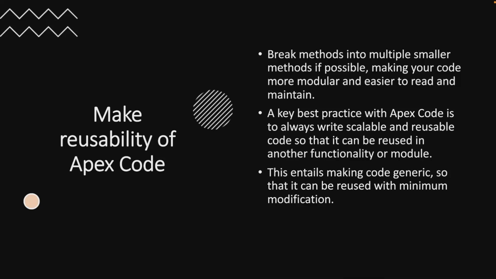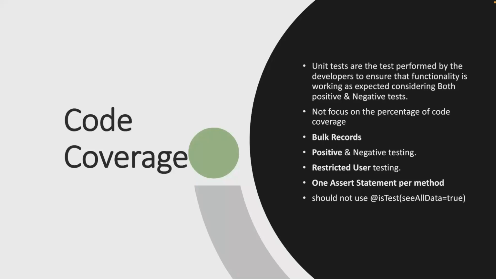So this reusability plays a very important role in best practice. As you can see, breaking methods into simpler methods, if possible, makes your code more modular and easy to read and maintain. So we can use reusability for maintenance, readability, or a modularized kind of approach. We can make the code generic and reuse it with minimum modifications.